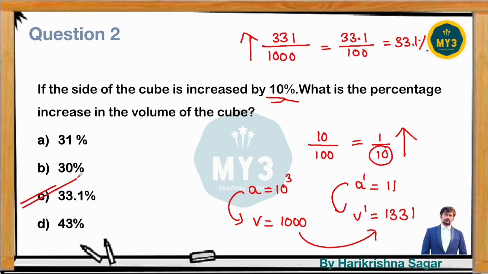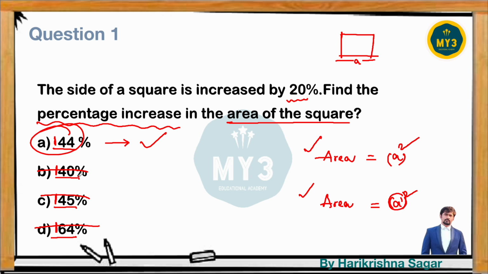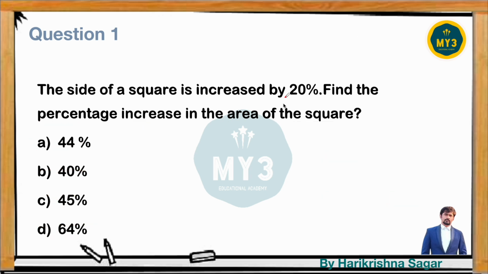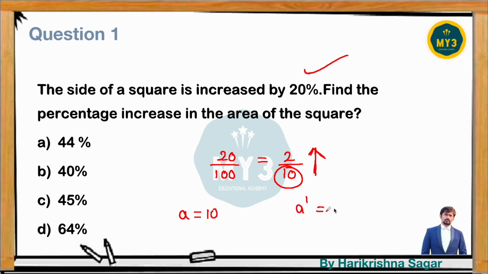These are all applications. If you observe this question also, the side length of a square is increased by 20%. How can you write 20%? 20% means 20 by 100. How can we write this? 2 by 10. 2 by 10 is an increase. That means the initial side length is 10. Now it is increased by 2. That means the new side length is 12.